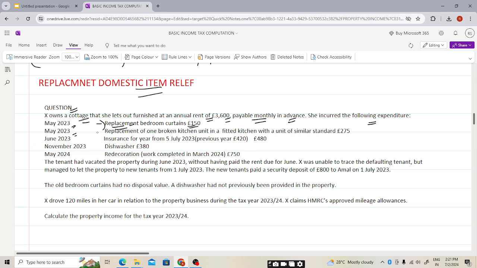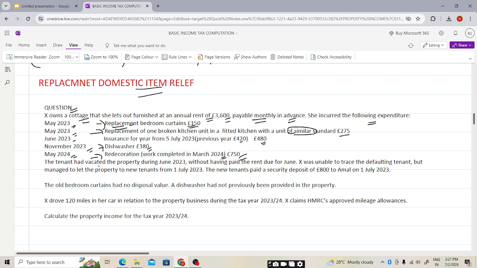May 2023, replacement of one broken kitchen unit in a fitted kitchen with a unit of similar standard. Okay, it is similar, it will be allowed. June 2023, insurance for the year from 5th July. Previous year was 420 and this year it is 480. November 2023, dishwasher, 380. These are all the expenditures she incurred. May 2024, redecoration work completed in March 2024 of 750.